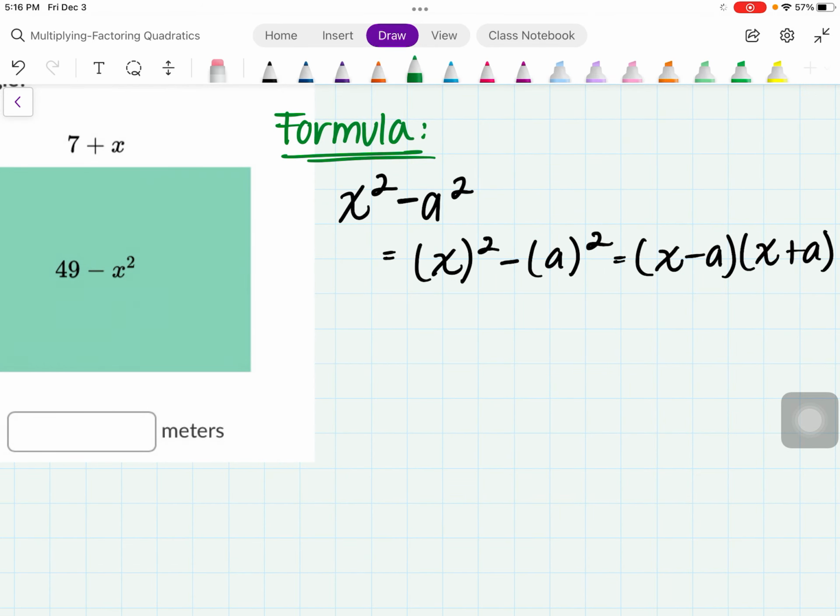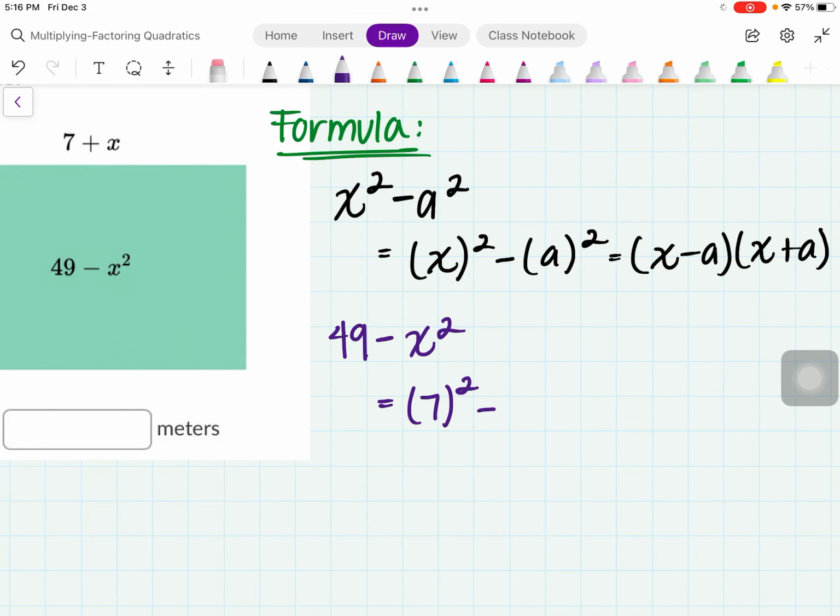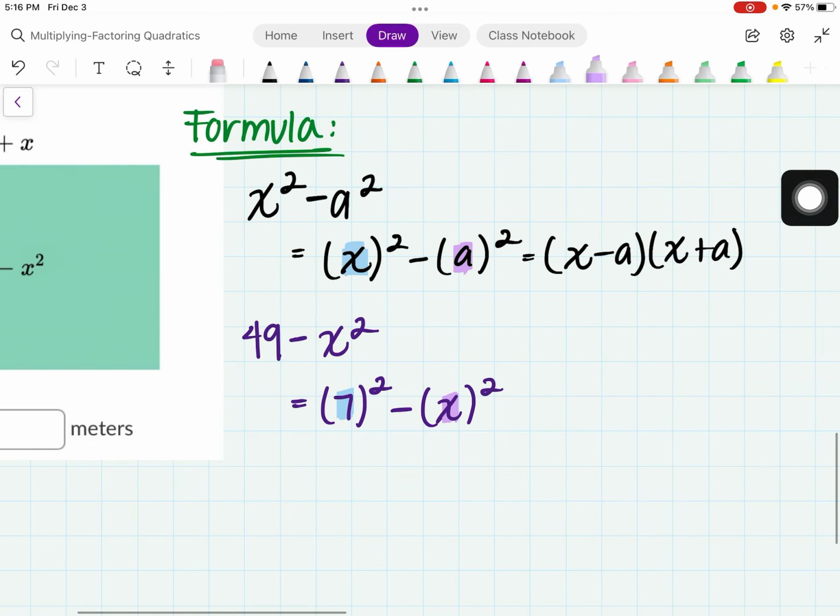So let's go ahead and do this here with 49 minus an x squared. So this is 49 minus an x squared. In this case, I want to go ahead and express 49 and x squared with their square roots. So in this case, square root of 49 is 7. So 7 squared is the same thing as saying 49. X in this case, same thing as saying x to the second. So in this case, this one represents x, this one represents a. So then that's what we're going to go ahead and be formatting here.